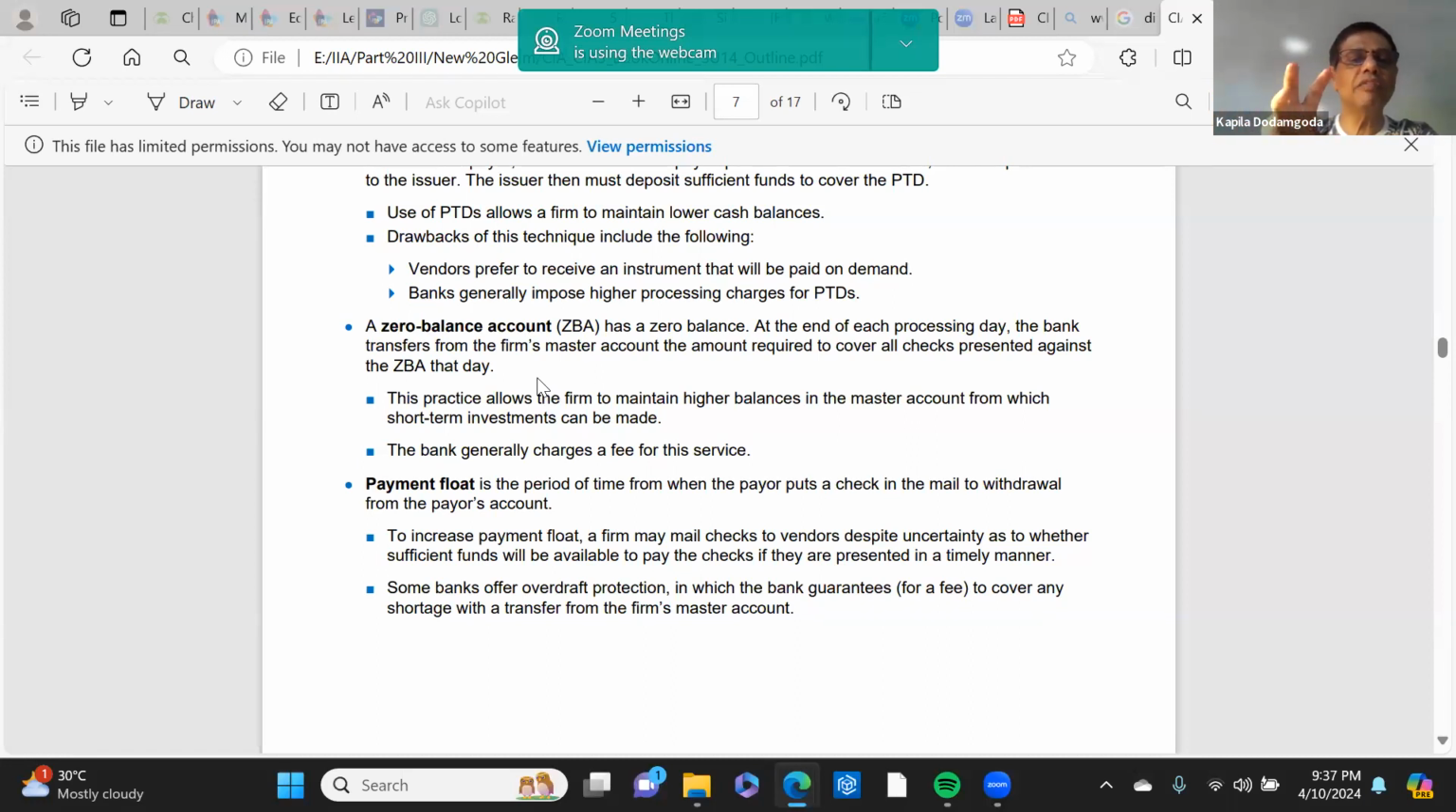So you're not accumulating funds in the zero balance account, but sweeping from your savings account to the current account whenever there is a demand. You sweep the required amount and make the payment, and that's all. Nothing will remain in the non-interest generating checking account. This practice allows the firm to maintain high balances in the master account, from which you earn a return and short-term investments can be made.